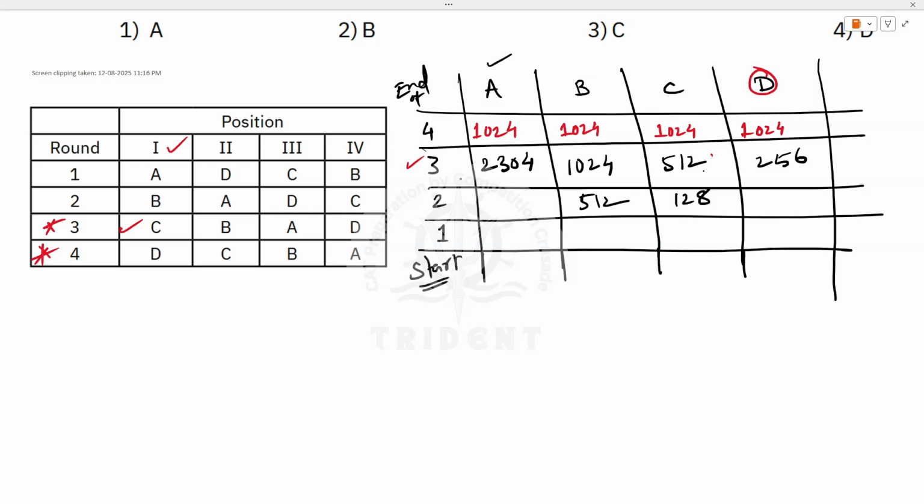What about the third person? The third person is A. Third person is A, that remains as it is. That means 2034, whatever his ranking was in the subsequent round is same, that is 2034, and whatever is the balance is over here. So you can do your calculations quickly. 4096 minus 2304, 512 and 128 will now give you 1152.